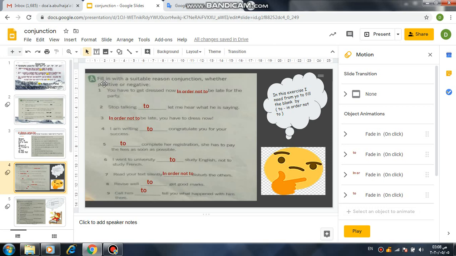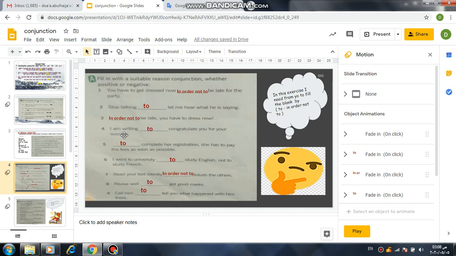Fill in with a suitable reason conjunction, whether positive or negative. As I said, either to or in order not to. You have to get dressed now in order not to be late. Get dressed in order not to be late for the party. Number 2. Stop talking to let me hear what he is saying. Number 3. In order not to be late, you have to dress now.